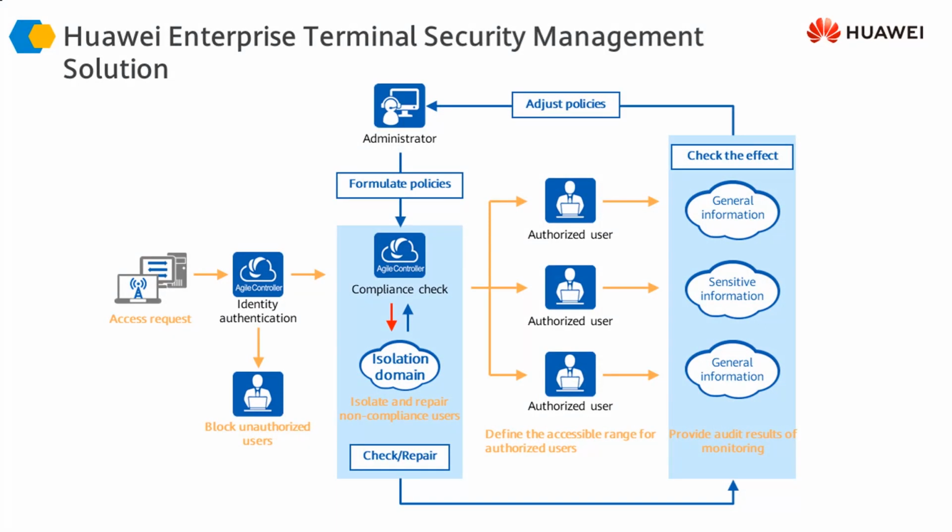So in this slide you can see that anyone trying to access our infrastructure is going to be authenticated first. If the authentication check is not passed, we are going to block the access, and once the user is authenticated, it is going to be checked for compliance or conformity against the security posture that we want to implement. And once the terminal has been checked and, if required, repaired, only then will it be allowed authorized access to the other IT resources.